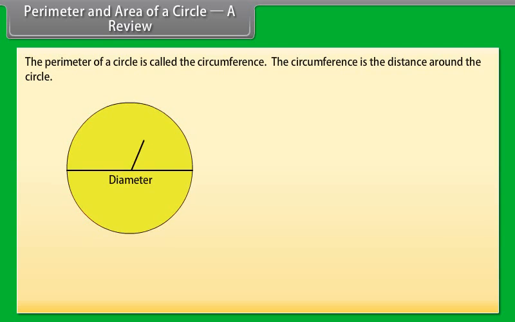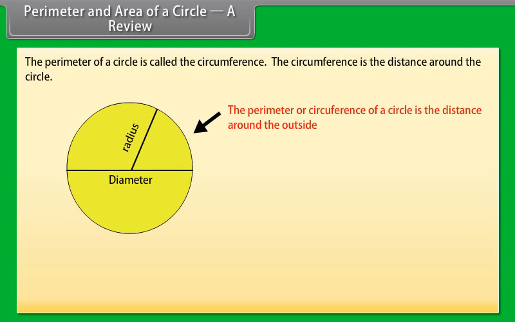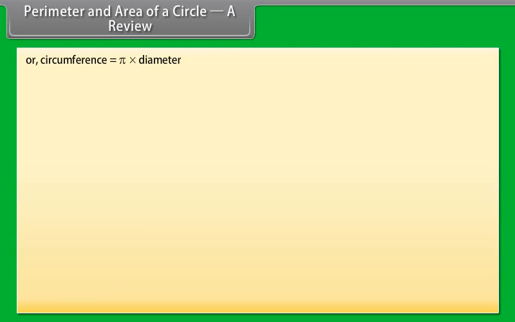A review. The perimeter of a circle is called the circumference. The circumference is the distance around the circle. The ratio of circumference to its diameter is constant. The constant ratio is denoted by pi, so circumference equals pi times diameter, which is equal to pi times 2r, where r is the radius of the circle, which equals 2 pi r.